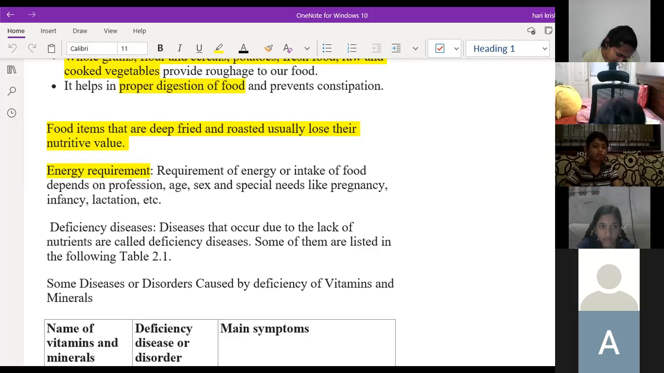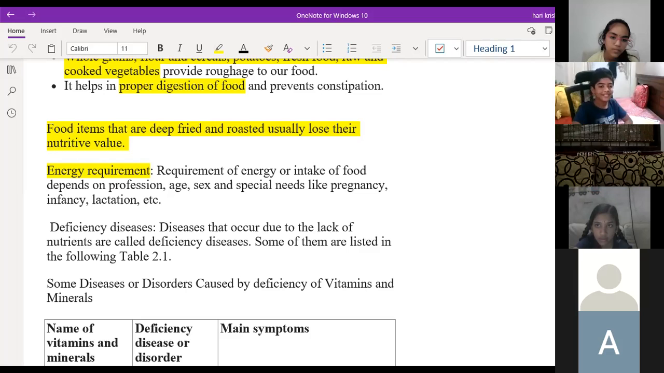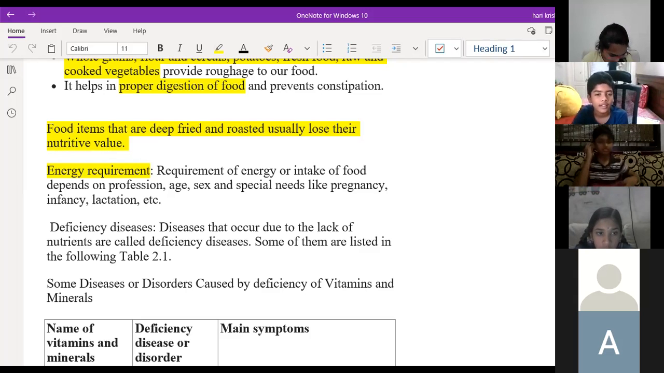So what does ORS contain? Generally, it will contain the common salt. It will not contain vitamin C generally. And the sugars. Okay. Salt, sugar, and the water. That's all. These three will be there. Apart from that, any flavor may also be there.